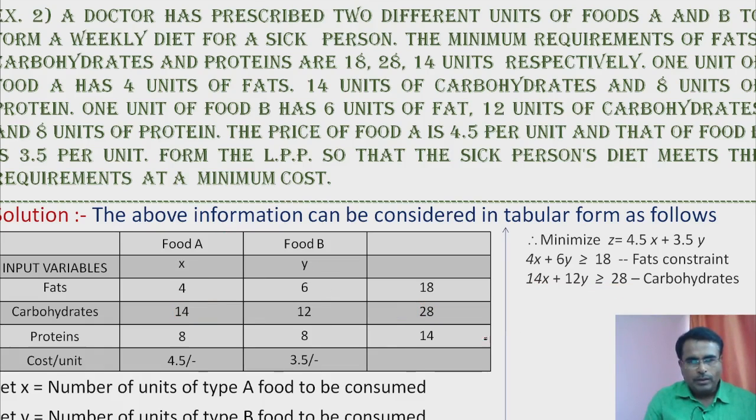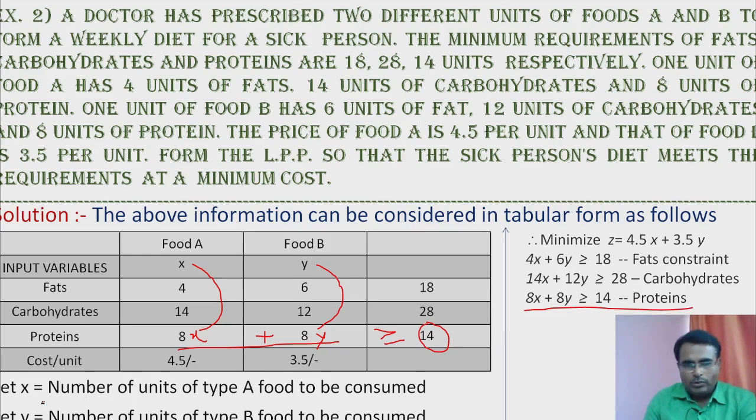Okay. Similarly, you can consider the protein constraint. x units of food A contain 8x units of protein, and y units of food B contain 8y units of protein. So, total protein content is 8x plus 8y and the minimum requirement is 14. So, consumption must be greater than or equal to 14. Hence, the protein constraint will be 8x plus 8y greater than or equal to 14.